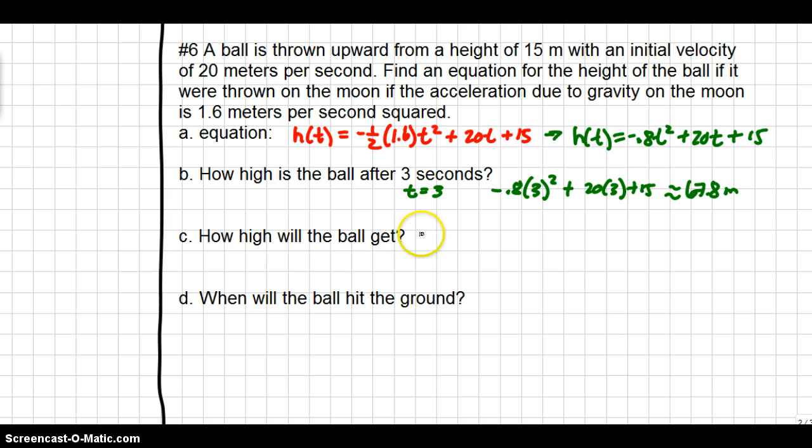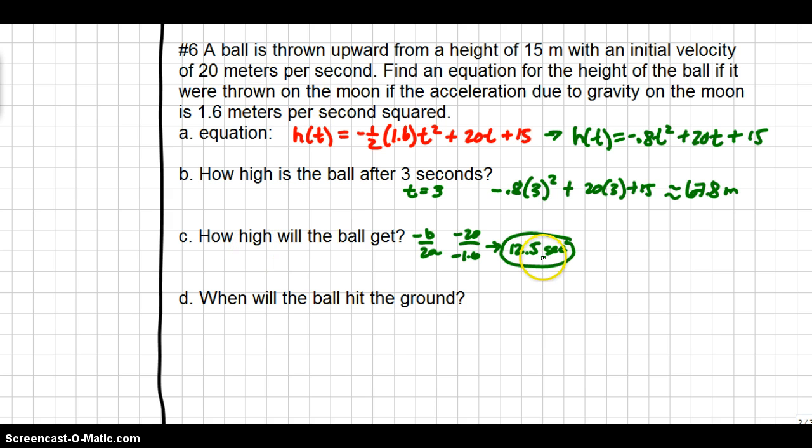How high will the ball get? We'd want to be calculating the vertex here. And so for the vertex, we're going to do opposite of b over 2a. Opposite of b is going to be -20. 2 times a is going to be -1.6. When you divide that out, you get 12.5. Keep in mind that that is a time. So after 12.5 seconds, the ball will reach its highest point.